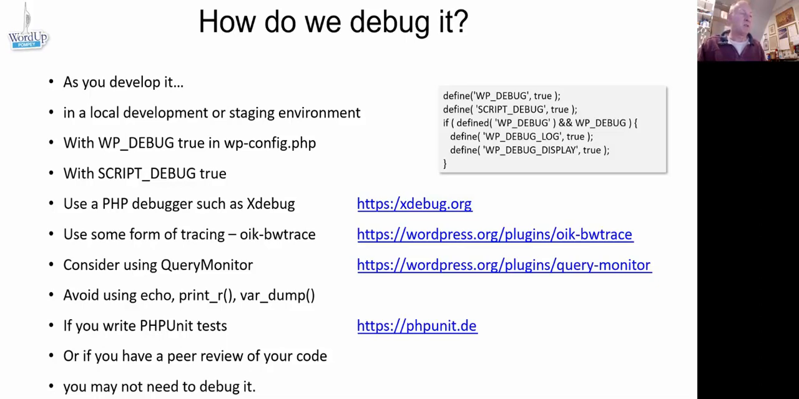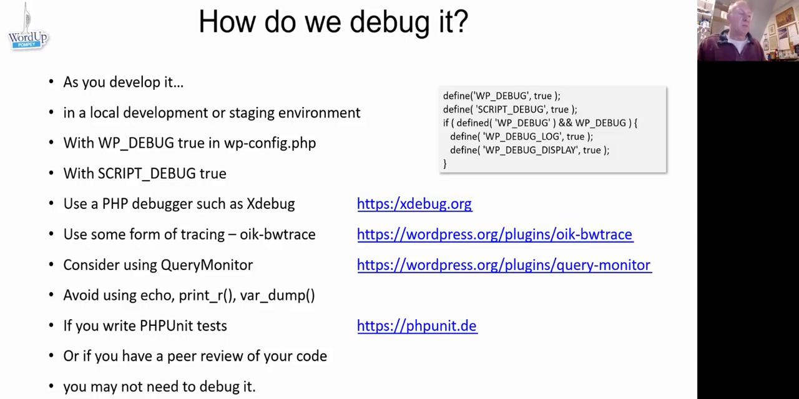Now, I always do it in a local development environment. Other people might do it in the staging environment. And I also always do it with a constant called WP debug set to true. And this is something which is defined in the wp-config.php. And more often than not, I also set script debug to true. On the right hand side there, you can see basically the bits of code I have in my config.php file to set those things. And in addition to setting WP debug to true, I also tell it that I want to log the output in the PHP error log, and I also want to display the output on the screen. So if anything goes wrong, even just a notice that some PHP variable hasn't been initialized, then I want to be told about it so I can fix it.